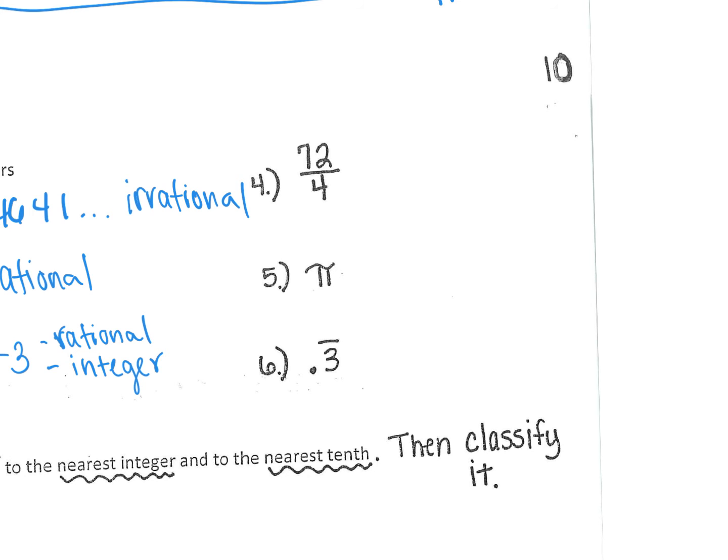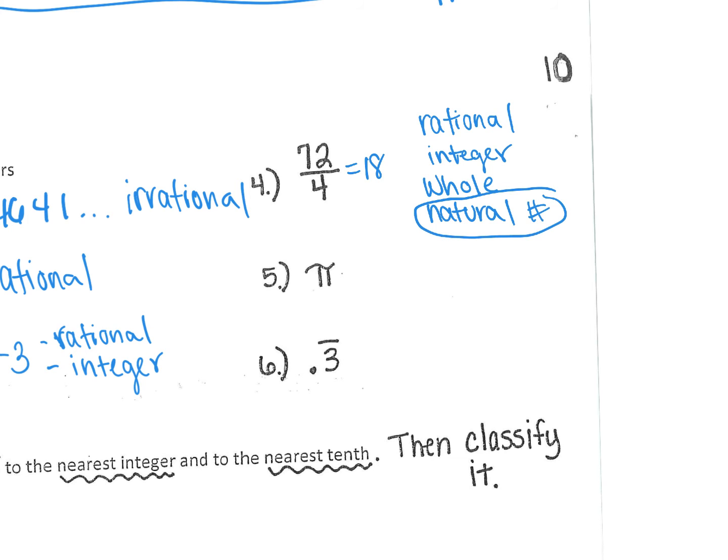We have 72 over 4, which if you divide it, gives you 18. This would make it a rational number. It would also make it an integer because it's a positive whole number. It would also make it a whole number because it's a positive number without a fraction or decimal, and it's also a natural number. Now, we want to make sure we're giving the best description that encompasses all of them. A natural number is going to be our best description of this because a natural number is a whole number, is an integer, is a rational number. Natural numbers are all of these.